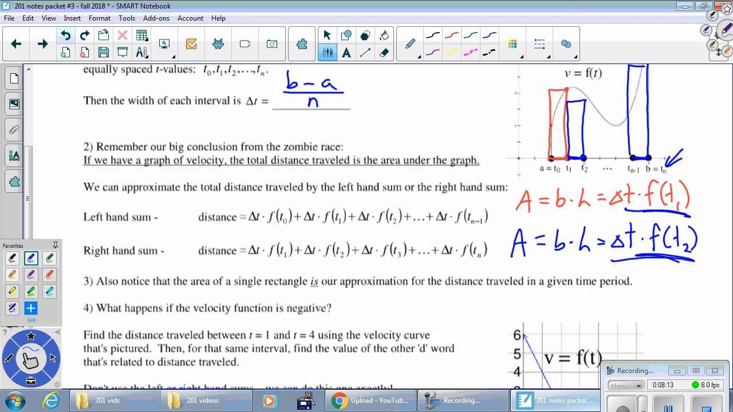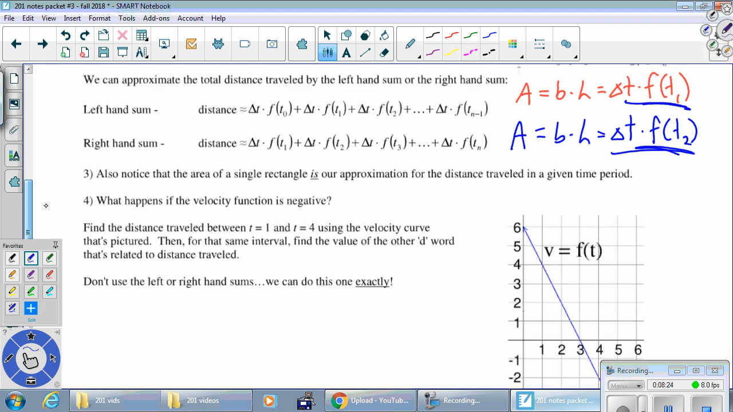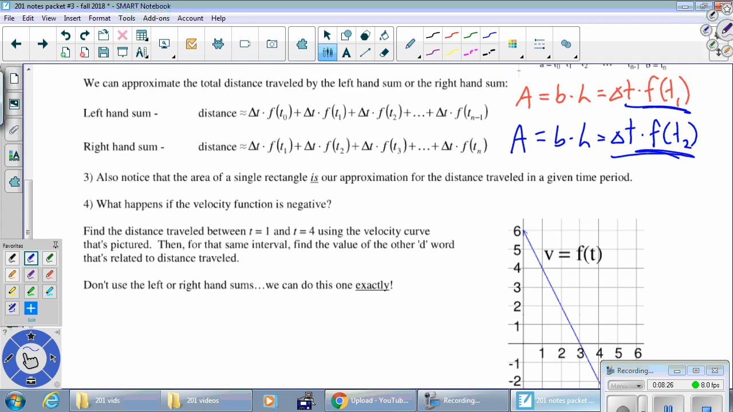Okay, so I think that is good there. All right, number 3, also notice that the area of a single rectangle is our approximation for the distance traveled in a given time period. I wrote it here as base times height, but we wrote it in the activity as velocity times time.